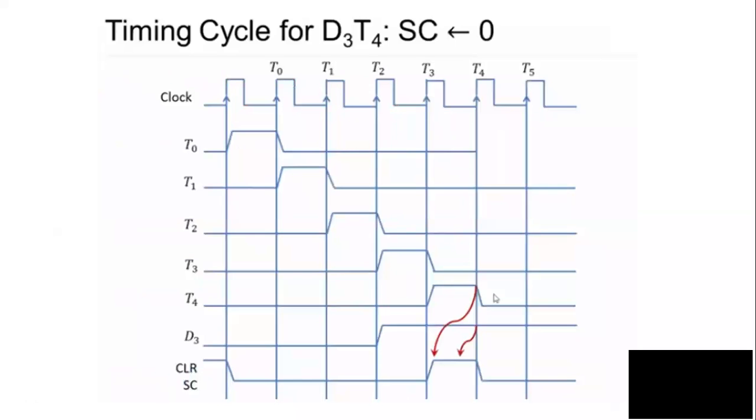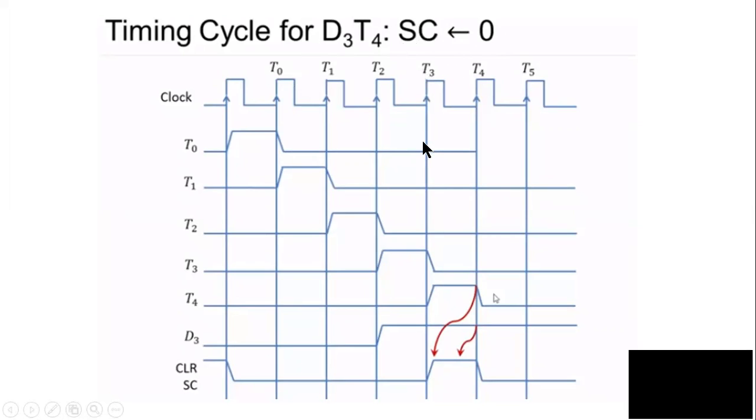Let us take one more demo. That means D3, T4. Now this is a register transfer language, and you all know what register transfer language is. If you interpret it, it means that when D3 is 1 and T4 is 1, that means both should be 1, then the sequence counter is to be made 0. That means it is to be cleared.